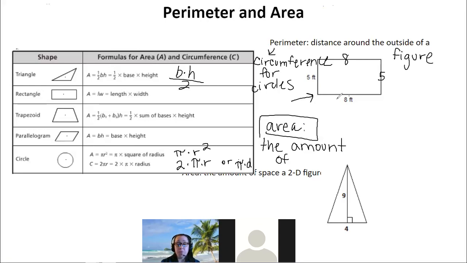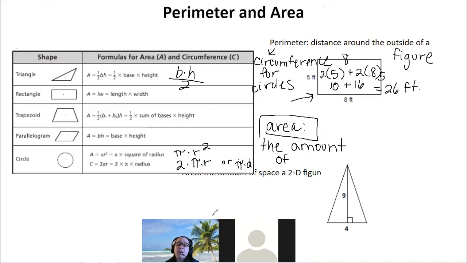Or you could do the formula, which tells us to take 2 times the side length plus 2 times the other side length. So that's 10 plus 16, which gives us a perimeter of 26 feet. And it's not squared because we're talking about the distance around, so it's not squared.